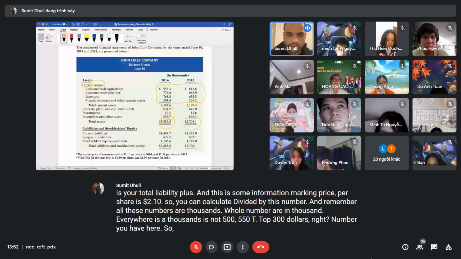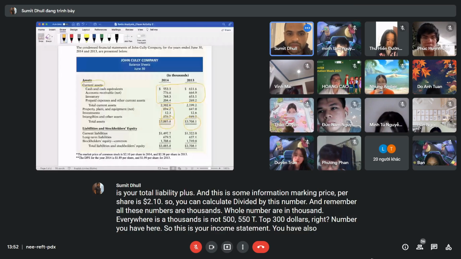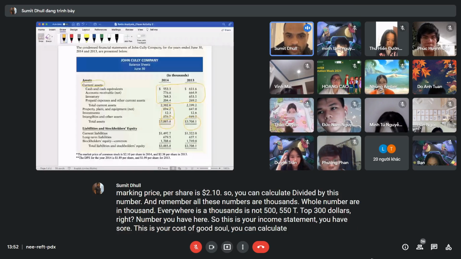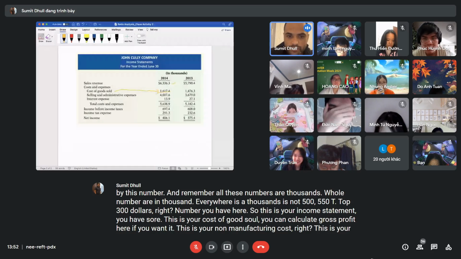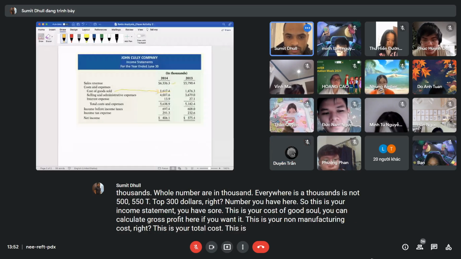So now this is your income statement. You have cost of goods sold. This is your cost of goods sold. You can calculate gross profit here if you want. This is your non-manufacturing cost, right? This is your total cost. This is income before income tax.